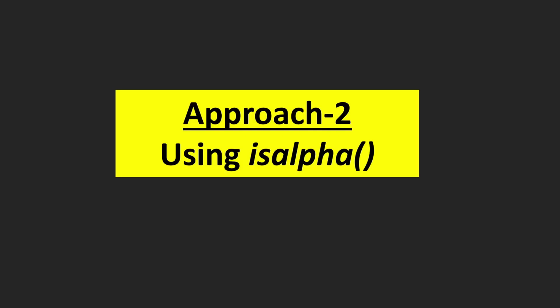Now let's see approach number 2. In this approach, we will use the isalpha function. This function is already built into the C language, and it tells me whether the character which is given to it is an alphabet or not.